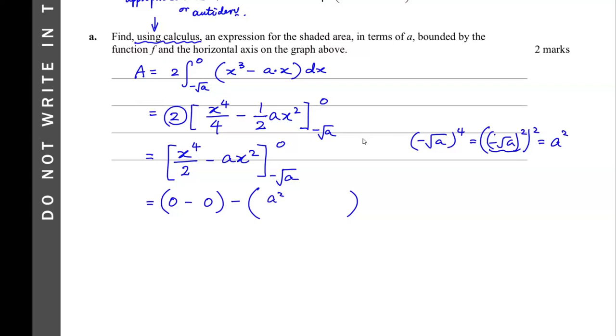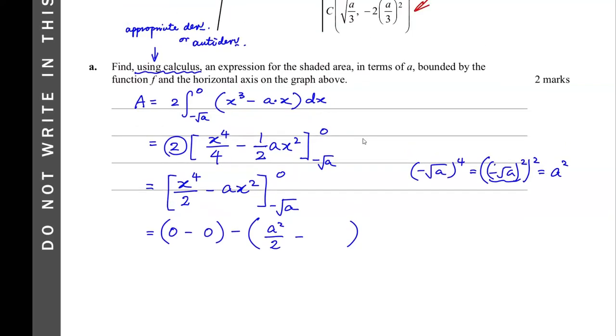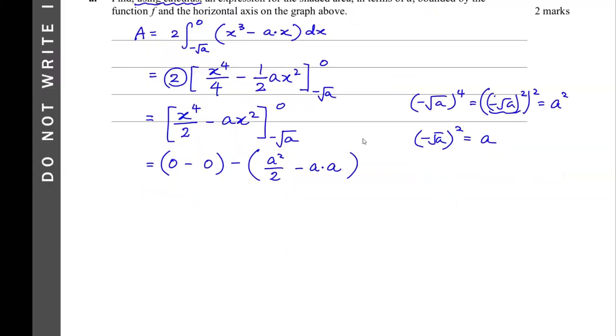So a squared over 2 minus a times a. Yep, because minus root a squared is just a. So you actually get minus a squared over 2 minus a squared. You must simplify this to get a squared over 2 square units.